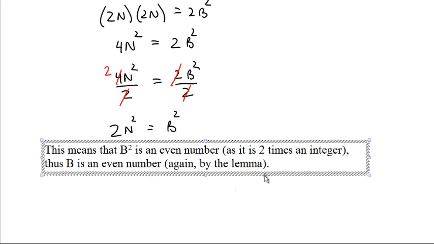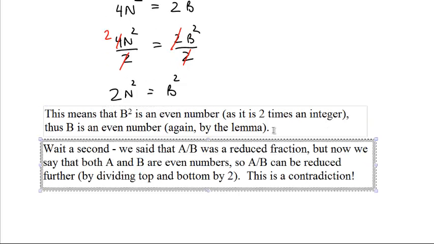Well, this means that b squared is an even number. It's 2 times some integer, and therefore b is an even number by our lemma. Wait a second. We said that a over b was a reduced fraction, completely reduced. There's nothing that you can reduce any further, but now we've just said that the numerator a and the denominator b are both even numbers. And if they're both even numbers, then a over b can be reduced by dividing top and bottom by 2. This is a contradiction. We have a fraction that is reduced and not reduced at the same time.